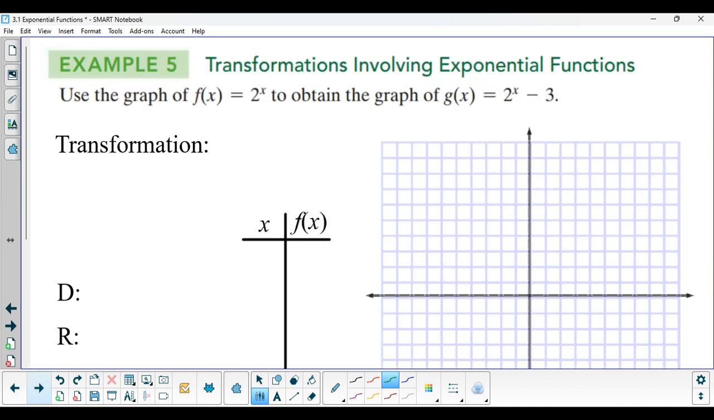Now, lastly, the last one that we'll do on this video is when we see a function like this. Now we see the number, that minus 3, is outside of the exponent. We have 2 to the x, and then minus 3 comes after it. So that one's going to be a vertical shift. That means it's going to actually shift down 3 spaces.